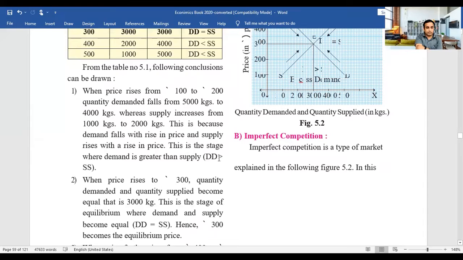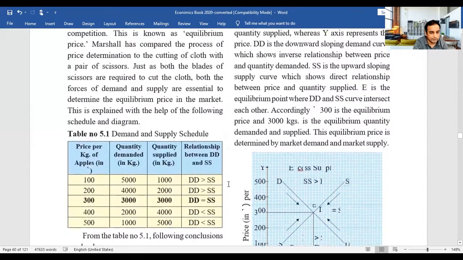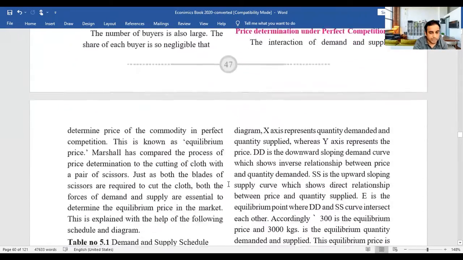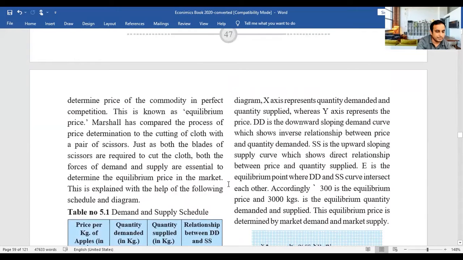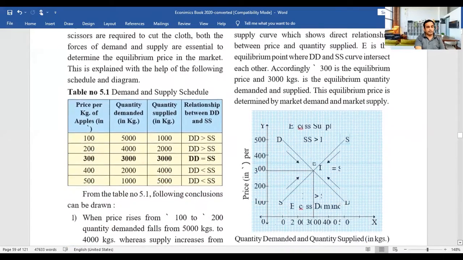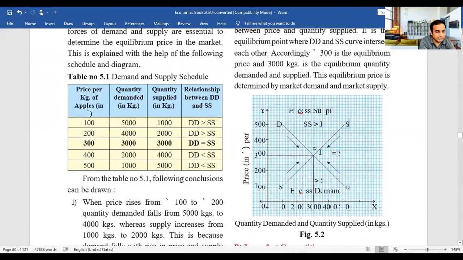Now we have also seen how price is determined in a perfect competition. So price is determined by the demand supply forces, which we call equilibrium price. So it is a price at which demand and supply tend to be equal. Like this schedule is given. So in the schedule, 300 rupees is the equilibrium price, because at this price the demand is 3000 quantities and the supply is also 3000 quantities.